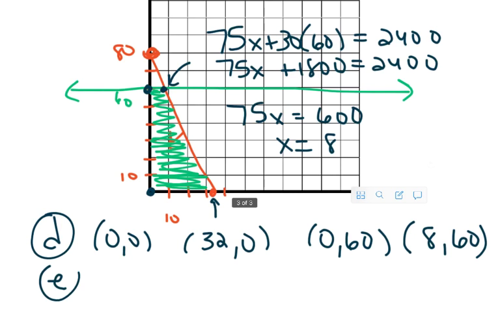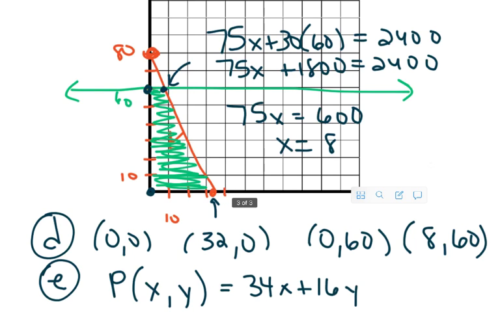Then in part E, we need to write the profit function so that I can plug these vertices into that profit equation in order to determine my maximum. At the very beginning it said she plans to charge $35 for a cake and $16 for a pie. So my profit function, P of x, y, is going to be 35x plus 16y.